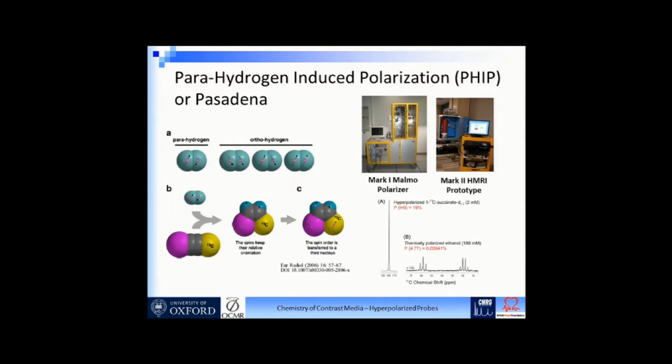The other technique that I'll briefly discuss is parahydrogen-induced polarization, or PASADENA. This involves utilizing one of the isolated states of hydrogen. So normally hydrogen can exist in one of four states. The predominant one is orthohydrogen, which is a triplet state with lots of different spin orientations, whereas parahydrogen has a very highly conserved spin orientation with one spin up, one spin down in an anti-parallel fashion.